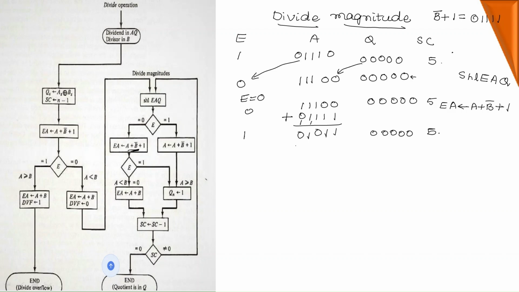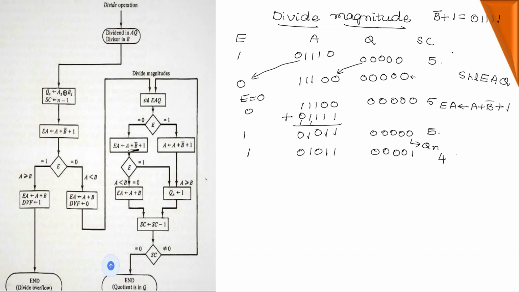Next you have to check the value of E again. Now E is equal to 1. So when E is equal to 1, what do you have to do? You have to insert one bit in place of Qn. So it becomes 1010111, and Qn is nothing but this particular bit. So you have to insert 1, Q becomes 00001, and sequence counter has to be decremented to 4.